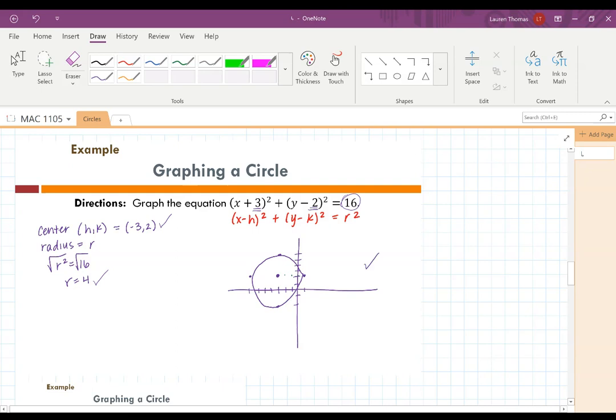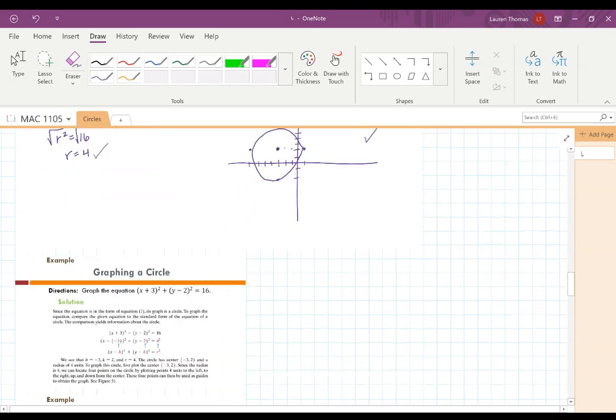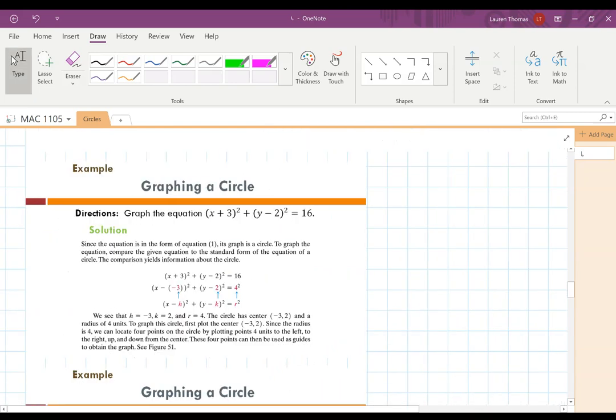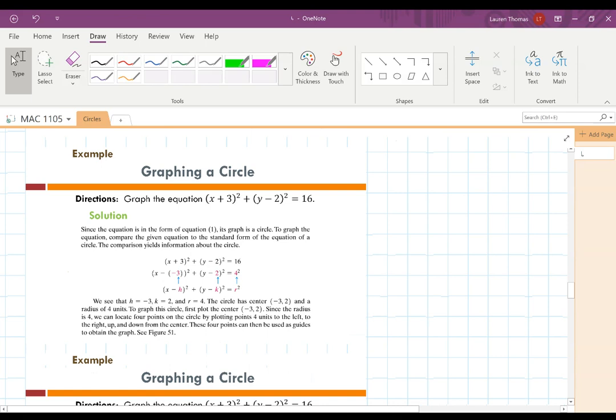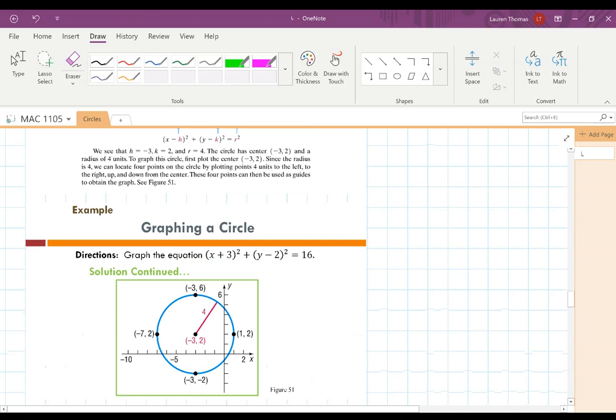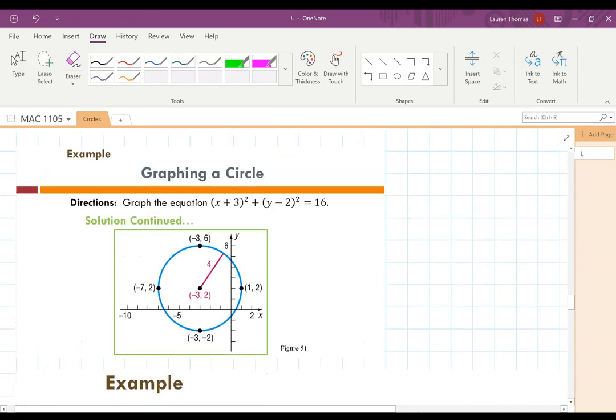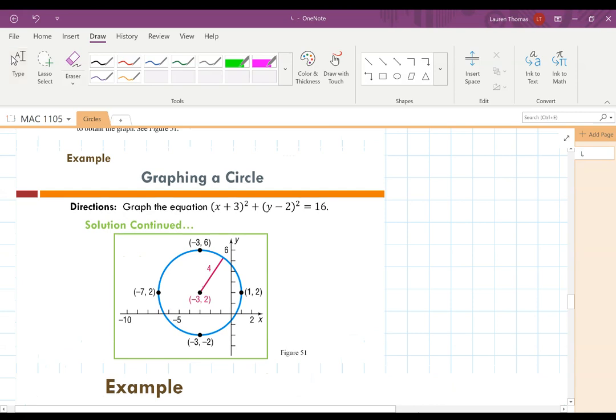So let's look at their solution, which is probably going to be a lot prettier than mine. But you can see here they followed the same steps that we did. They identified h and k by pulling out the opposite values, and the radius. And then once they had all of that information, they went ahead and they drew their circle. They plotted 4 points out just like I did. 4 up, 4 down, 4 to the right, and 4 to the left of their identified center. So awesome. So now you guys know how to identify the radius, the center, and you can graph a circle. Awesome.